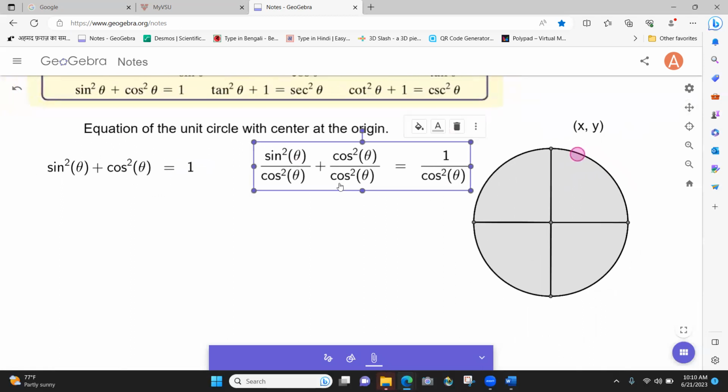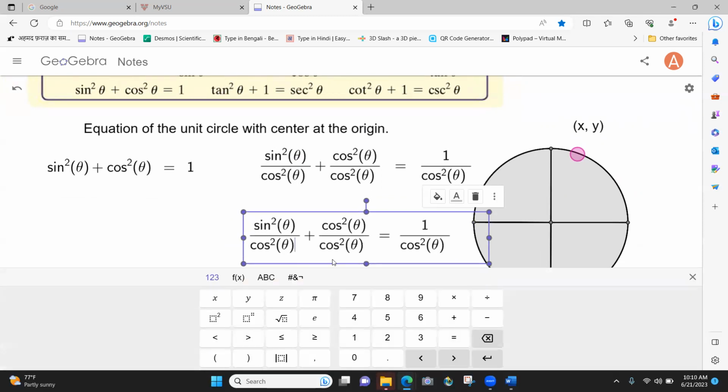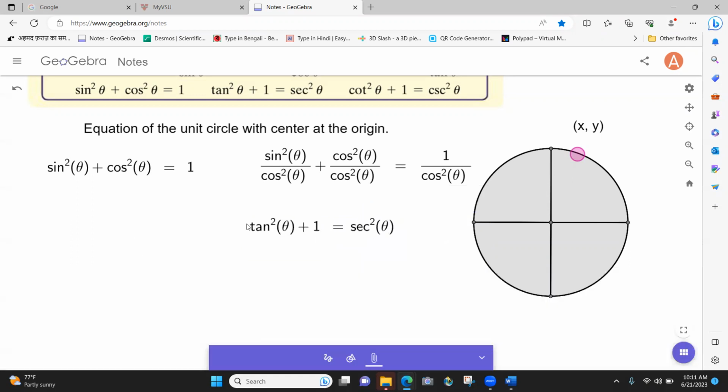Well, what's that? Well, that's almost what we want. Sine squared theta divided by cosine squared theta is simply tan squared theta, because sine divided by cosine is tan, and the square is there, so better square it. And cosine squared theta divided by cosine squared theta is 1. And 1 over cosine squared theta is secant squared theta. Now you have the second one.